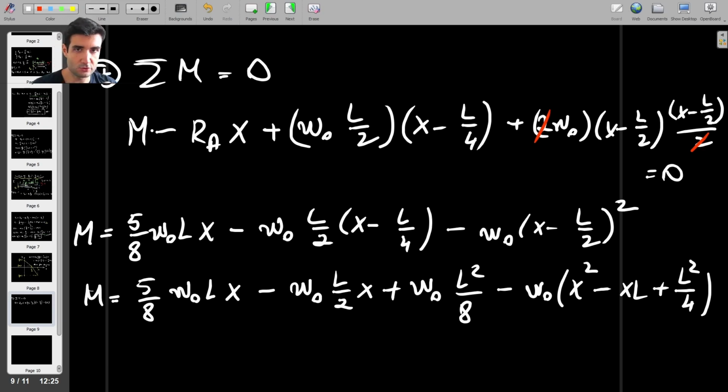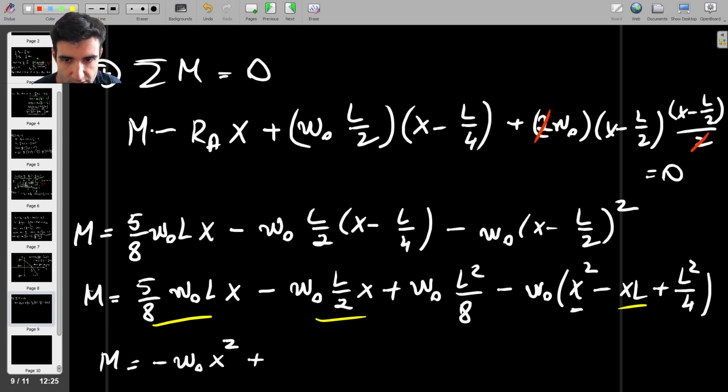So now I'm going to try to group the terms together to make a nicely looking quadratic. Let's first take the x squared term, which is just 1. So we have minus w naught x squared, which is this one. So we start with that. Then we have the one with L and X. So we have this one, we have this one, and we also have this one.